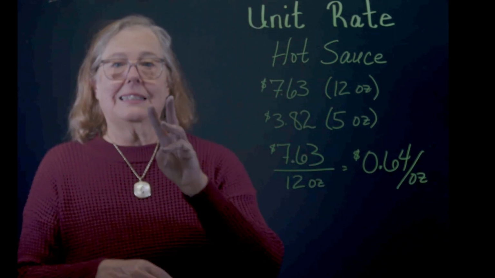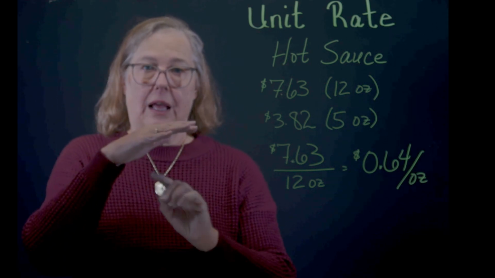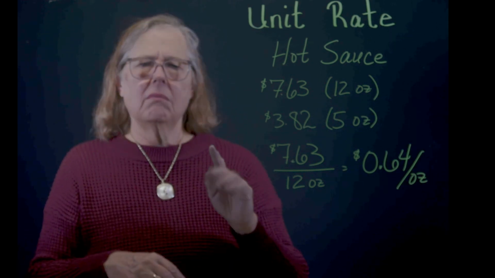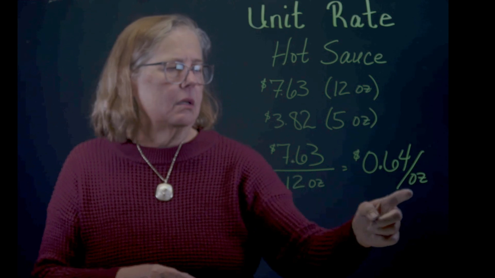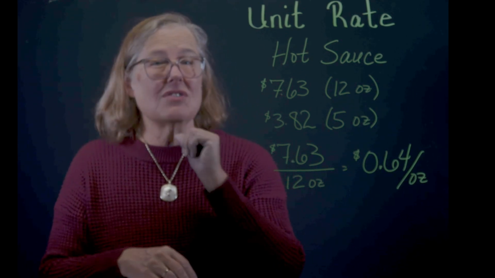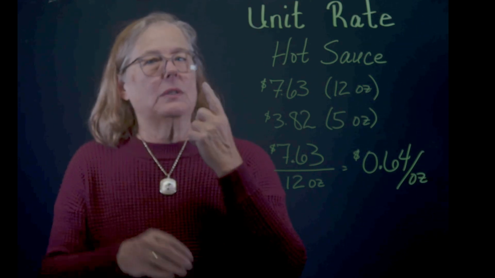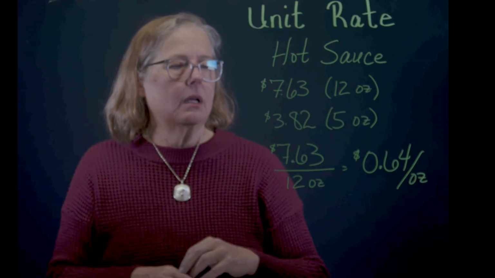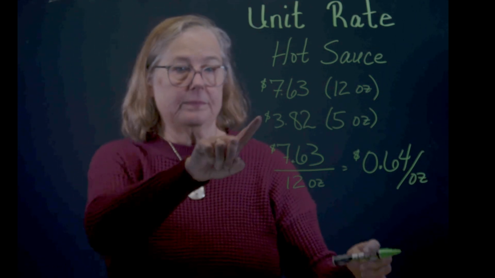So the big bottle, it costs 64 cents per ounce. All right. Wait a minute. I did put a 1 down there. Is that okay? Yep. If you don't see a number that's written, then we know that it means there's a 1. It's the Ninja 1. Let's try the other one.